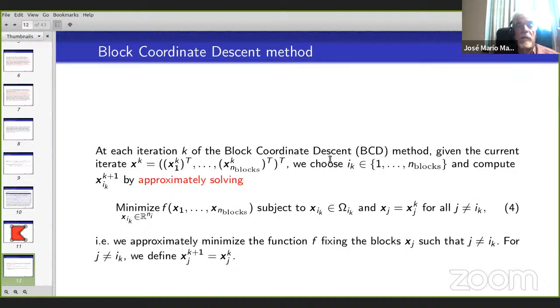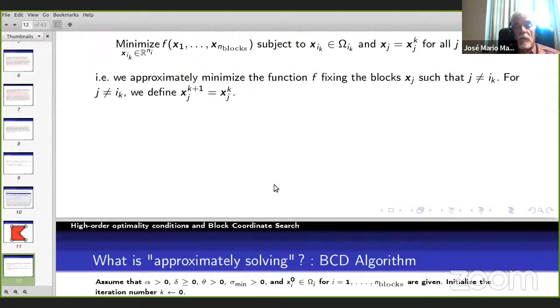In the block coordinate search method, at each iteration of BCD, given the current iterate, I choose one block, and I compute the following iteration, modifying only this block. So for computing the following iteration, I am going to approximate the minimization of the objective function, subject to the fact that the corresponding block of variables belong to the corresponding feasible set, and the other variables are not modified. So I modify only one block of variables, the other ones stay fixed. And I do an approximate minimization, not necessarily an exact minimization.